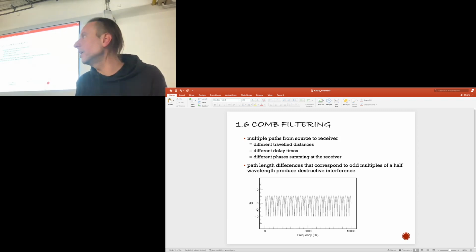Well, statistically, they kind of even out. You see? So if you have a very strong single reflection, you might actually hear the comb filter. But if you have many, many different reflective points, overall they will even out. So you don't really hear a spectral anomaly anymore. Okay?